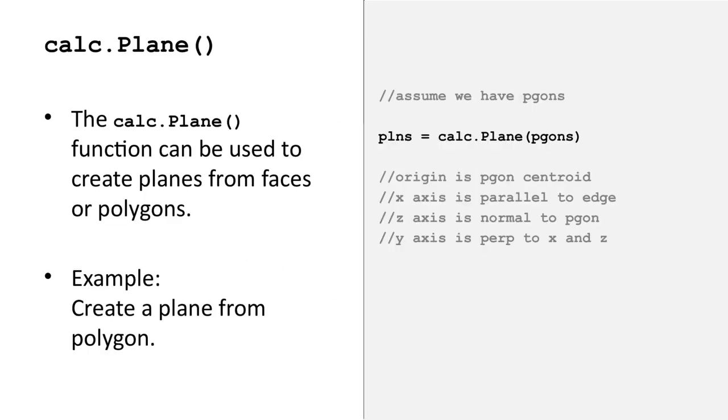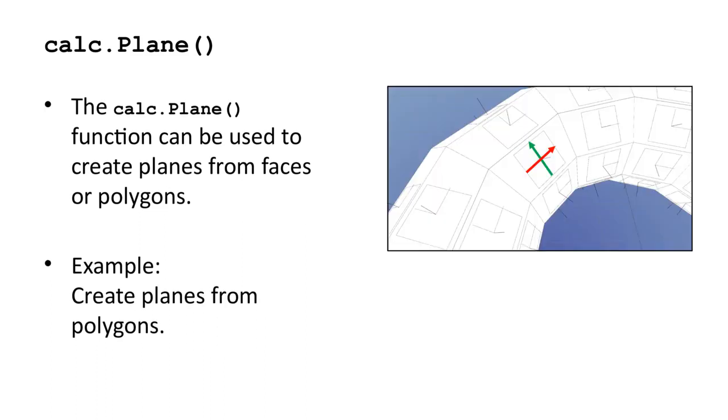The calculate.plane function can be used to create a plane from polygons. The function is overloaded. If you provide a list of polygons, it will return a list of planes. The plane origin will be positioned at the centroid of the face. The x-axis will be aligned parallel to the first edge of the face, and the y-axis will be aligned perpendicular to the x-axis.